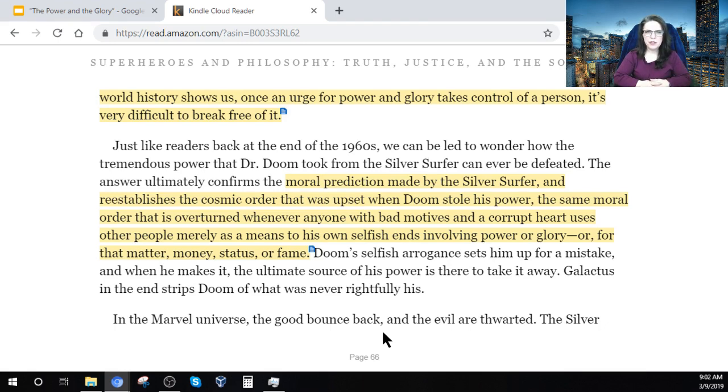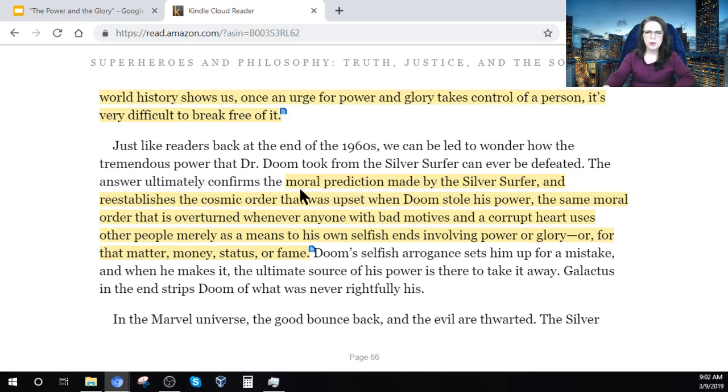And then on page 66, the authors remind us, world history shows us once an urge for power and glory takes control of a person, it's very difficult to break free of it. Now notice they don't say that you're not able to. They just say that it's difficult. And so then they say, let's go look back at the 1960s and take a look at Dr. Doom and the Silver Surfer. So they're taking you back to the comic book characters. This would be a transition sentence.